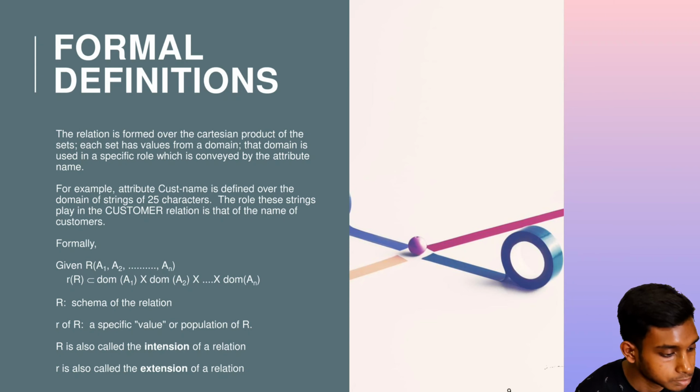A relation is formed over the Cartesian product of sets. Each set has values from a domain. That domain is used in a specific role which is conveyed by the attribute name. Formally, given R(A1, A2, and so on up to An), relation R is a subset of the Cartesian product of domain A1 and so on.